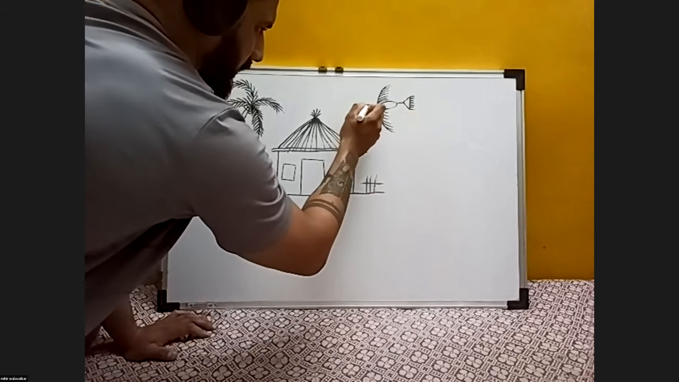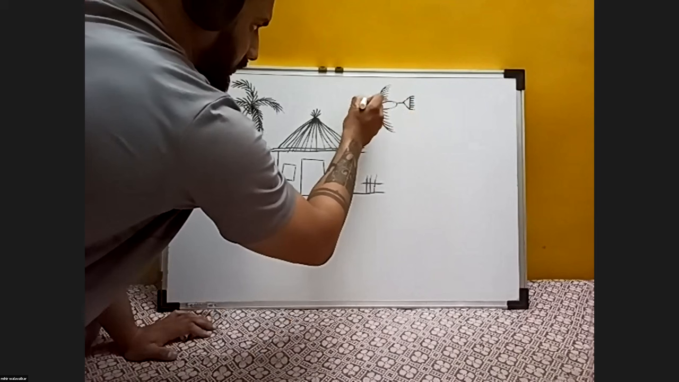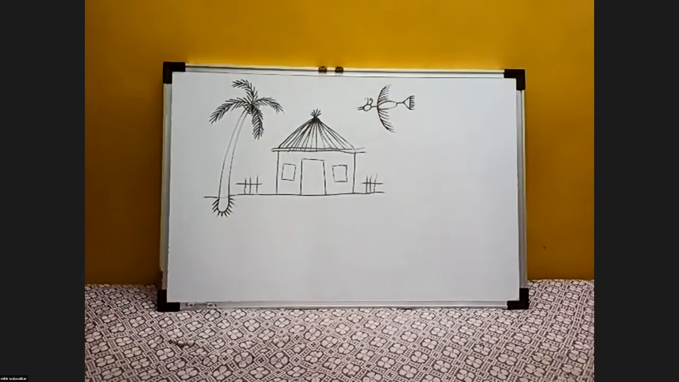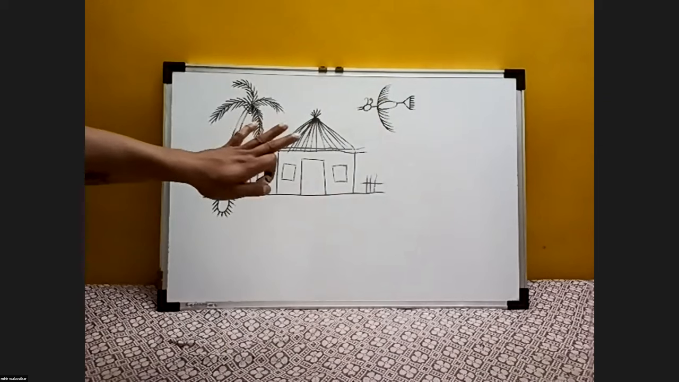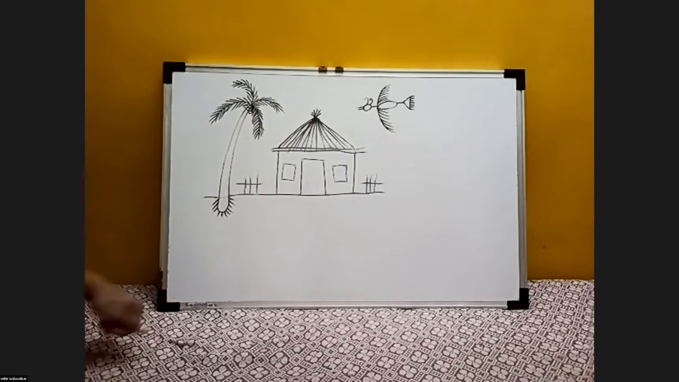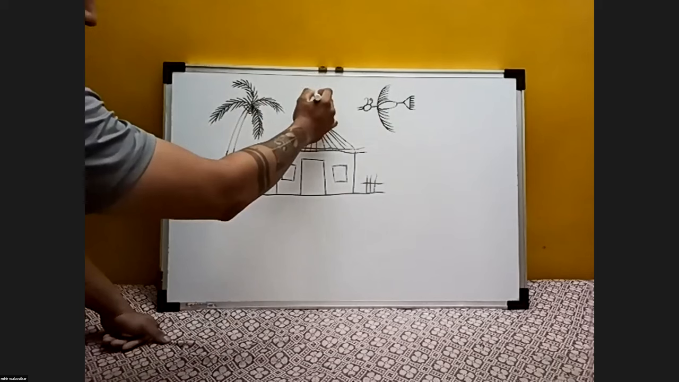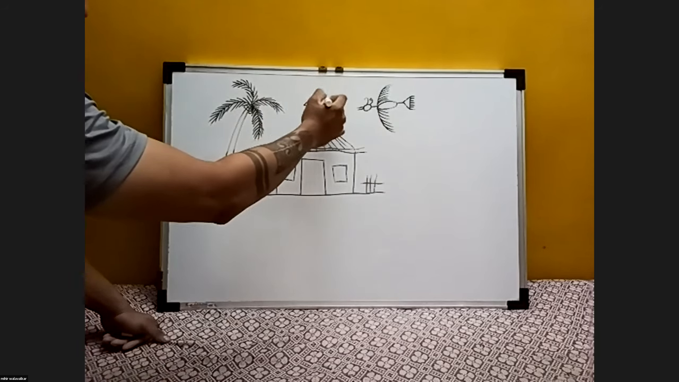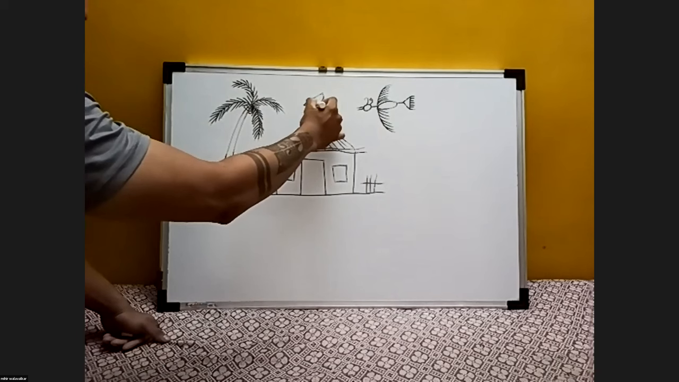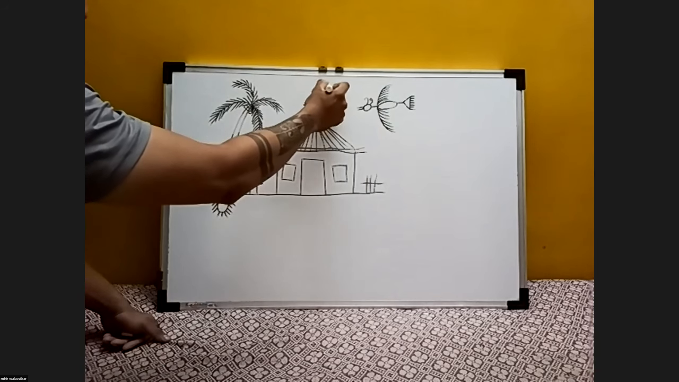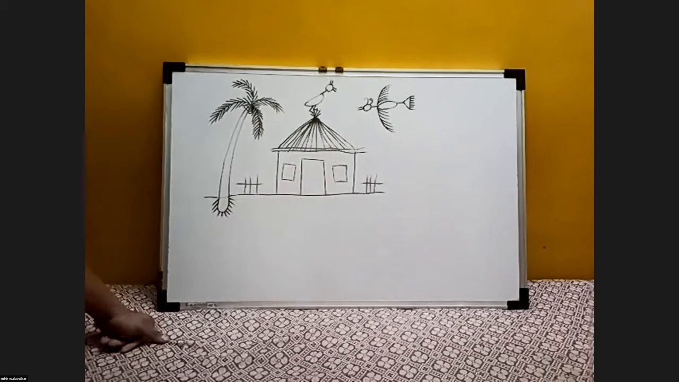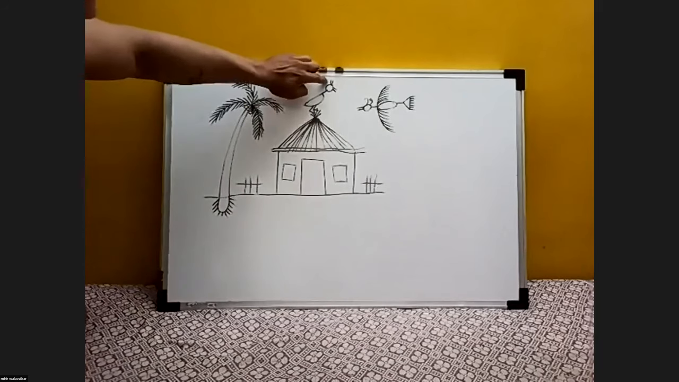So now to make it look more good, you can just draw some birds. So this is a bird flying. Another thing is a bird sitting. So it's just a semicircle with two lines, a neck, a circle for the head, the beak and the ears.